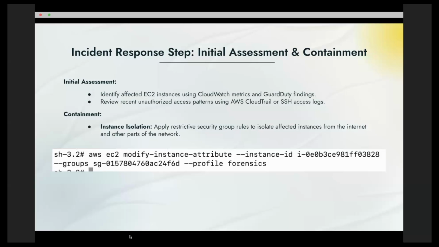So in this example, I have used the modify instance attribute command and have specified the instance ID. This is the instance ID ending in 3828, which is the compromised EC2 instance in this example scenario. And I have applied a security group ending in F6D. This security group does not allow any outbound or inbound connections. This security group was already created before, and the profile uses forensics, which is just a role I created earlier in my lab, so you can use any profile which has the correct permissions.